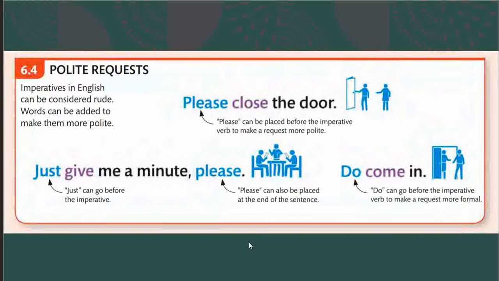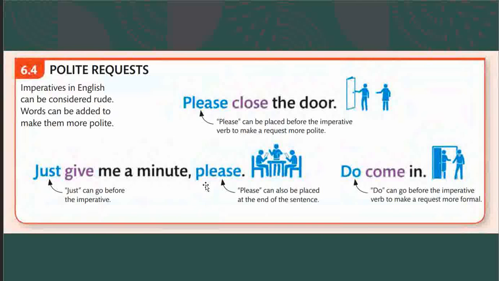Now we have certain examples over here. In general English, if you say close the door, it seems a little bit impolite. It is not accepted as such. So certain words are added to make it polite. Imperatives in English can be considered rude. Words can be added to make them more polite. For example, please close the door, or kindly close the door. Please can be placed before the imperative verb to make a request more polite. The difference between please and kindly is that please is informal and kindly is formal.